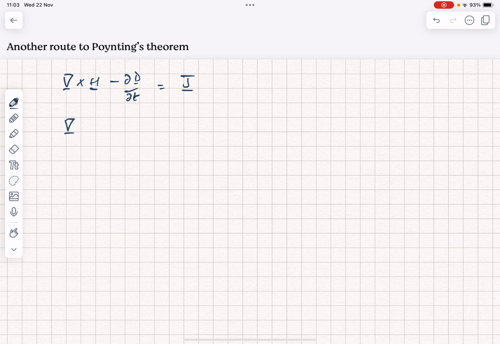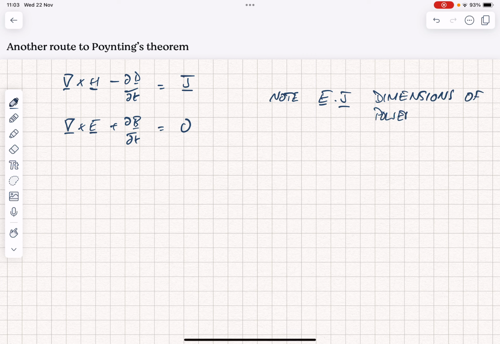And we're going to start from Faraday's law. Curl of E plus dB by dt is equal to 0. So let's start by noting that E dot J has the dimensions of a power per unit volume. And if we're interested in thinking about how energy flows, then E dot J is going to be a useful thing to think about. Now, how would we get to E dot J from those equations?